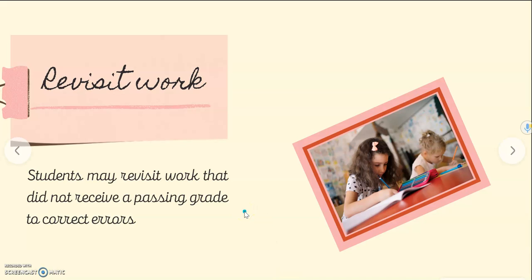The fourth strategy is for students to revisit their work that they did not receive a passing grade on. This way they can correct their errors. The positives for this one are that when students self-correct their errors, it reinforces learning.